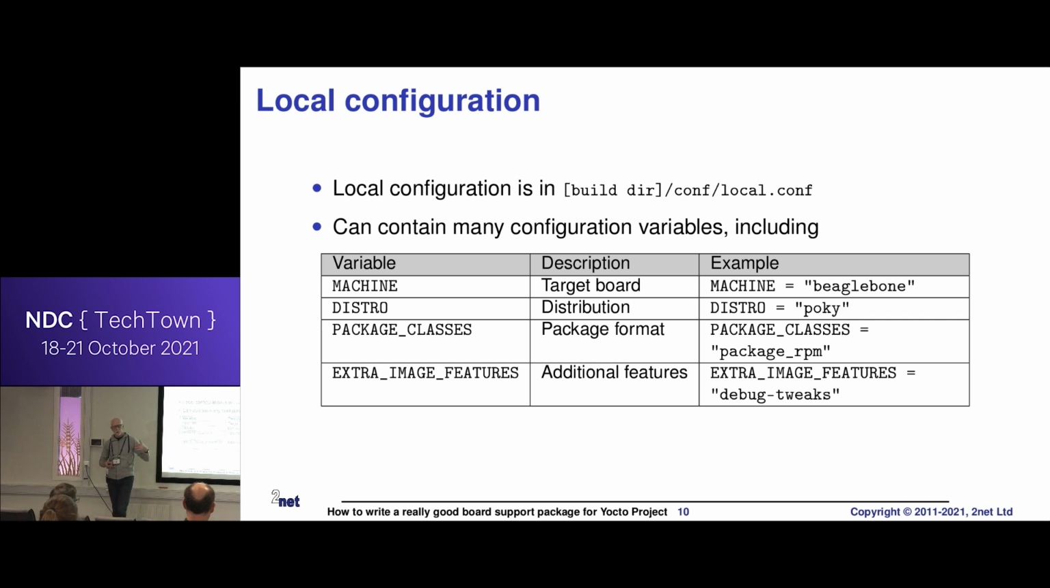Package class, this allows you to specify the intermediate packaging format. The default is RPM, and to be honest, there's no good reason to ever change that. So we kind of leave that. And then there are various other things, including extra image features. It's documented. I'm not going to go into details here. But this pretty much does what it says. It allows you to add additional things in. So for example, a good one to do when you're developing stuff is add in debug-tweaks. That will add in GDB and, I can't remember, a few other useful debug tools.